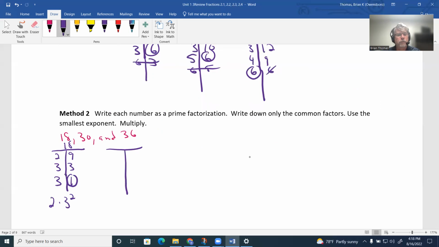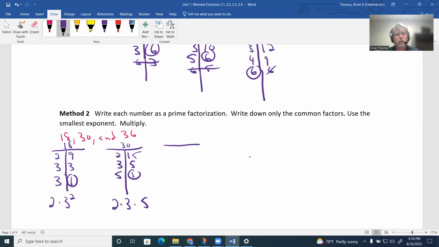30. We have 2 again, 2 times 15. But 2 is not a factor of 15, but 3 is. 3 times 5. But 3 is not a factor of 5, but 5 is. 5 goes into 5 one time. So now we have 2 times 3 times 5.